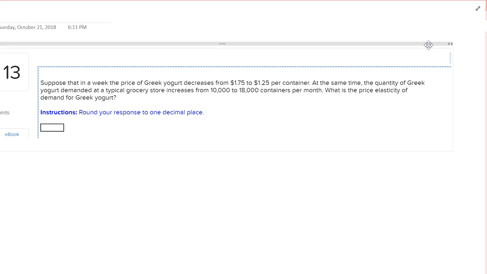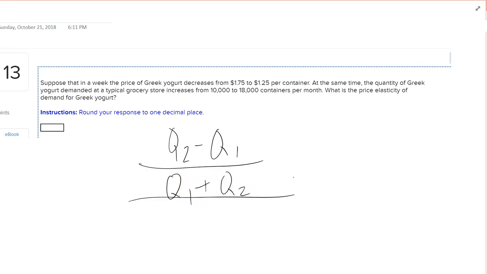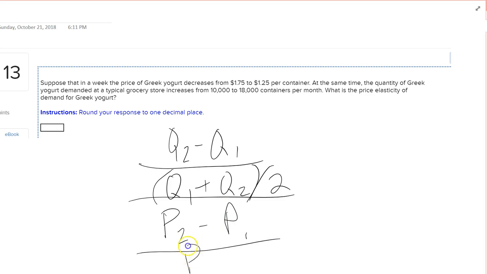And then this last one, 13, the last one I'm going over, is another very straightforward midpoint formula calculation. So we're going to go Q2 minus Q1 over Q1 plus Q2. All of that, oh, by the way, quantity divided by 2, that's the average. All of that over P2 minus P1 over P1 plus P2, that quantity divided by 2, and that's it. So in this one, you're given the first and second price, and the first and second quantity.